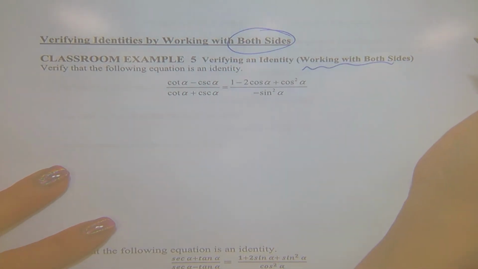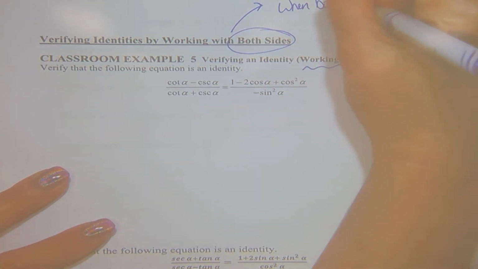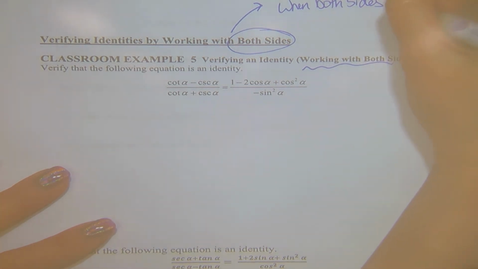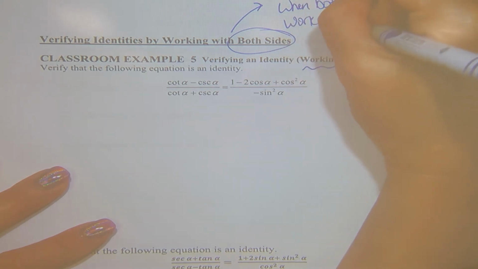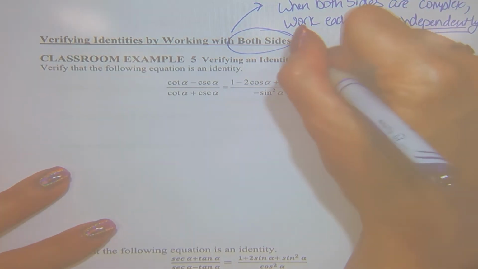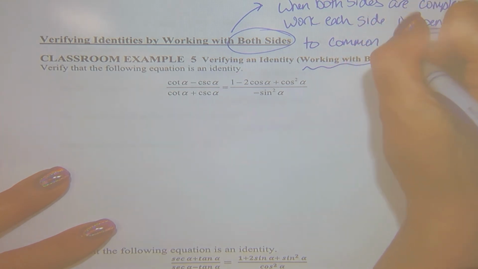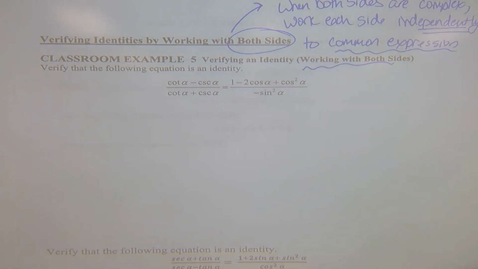Now, working both sides doesn't mean I'm solving. I'm still not solving. But when both sides are complex, I am going to work each side independently, not moving back and forth. Work each side independently until I get to a common expression. I'm trying to simplify to a common place for the left and the right. Okay.